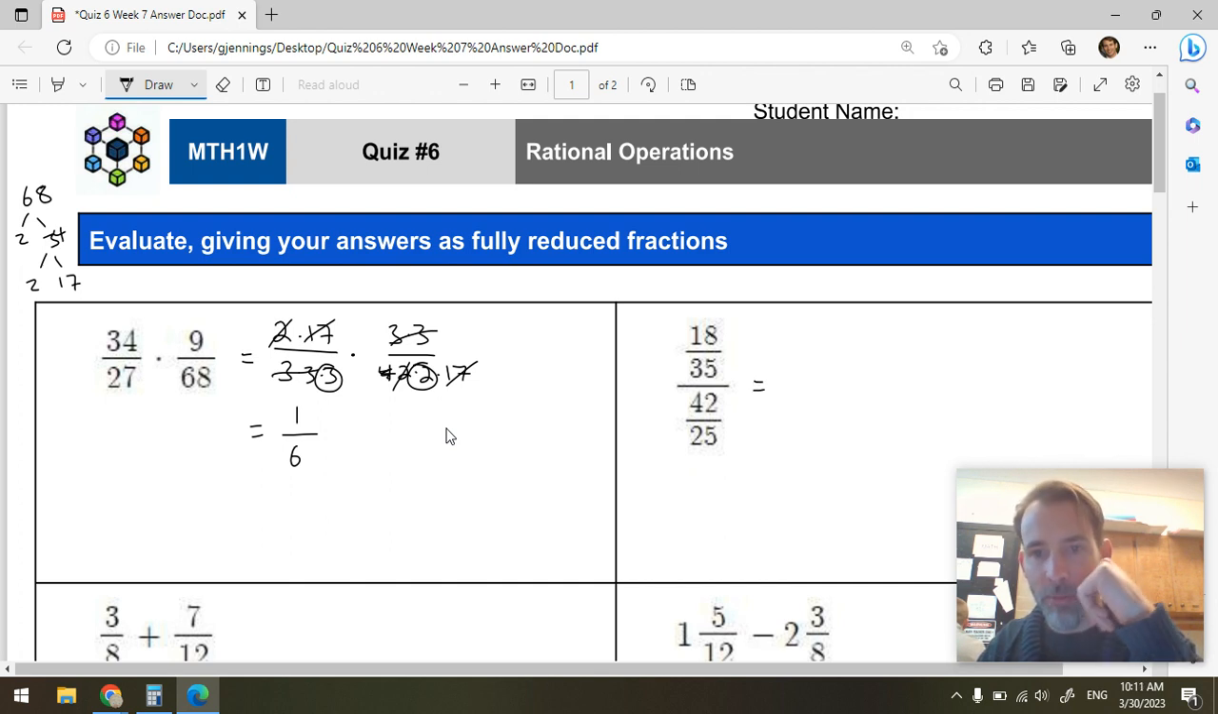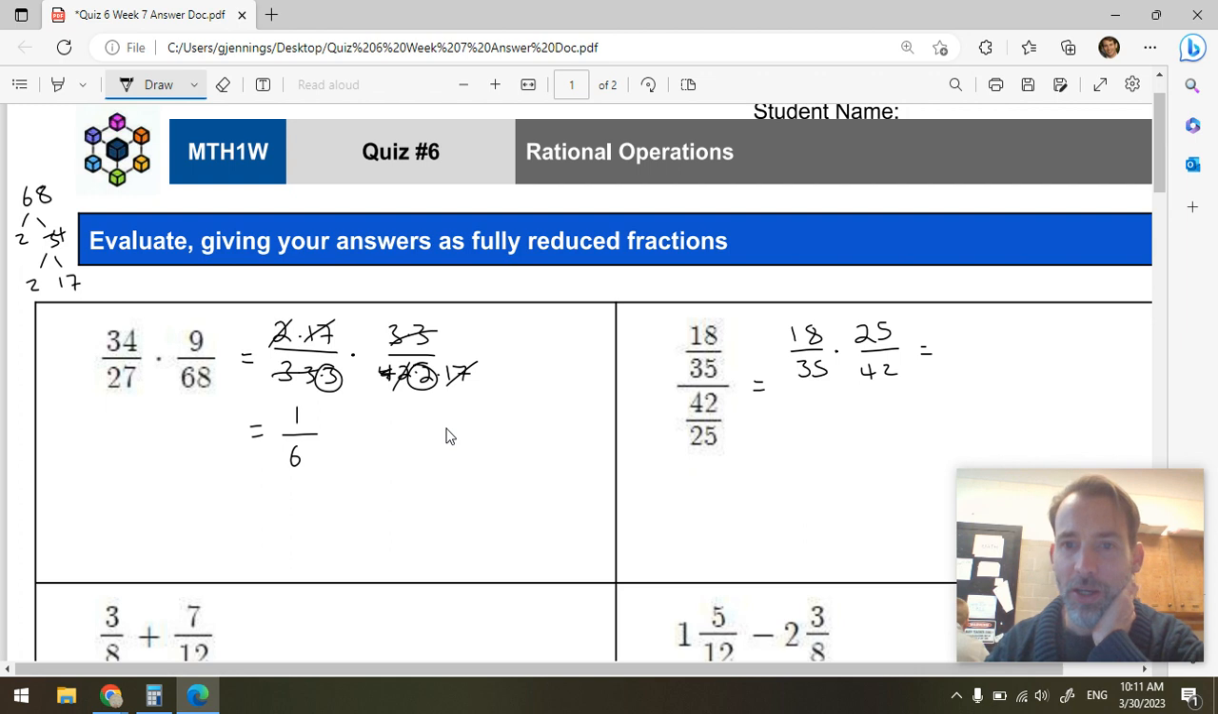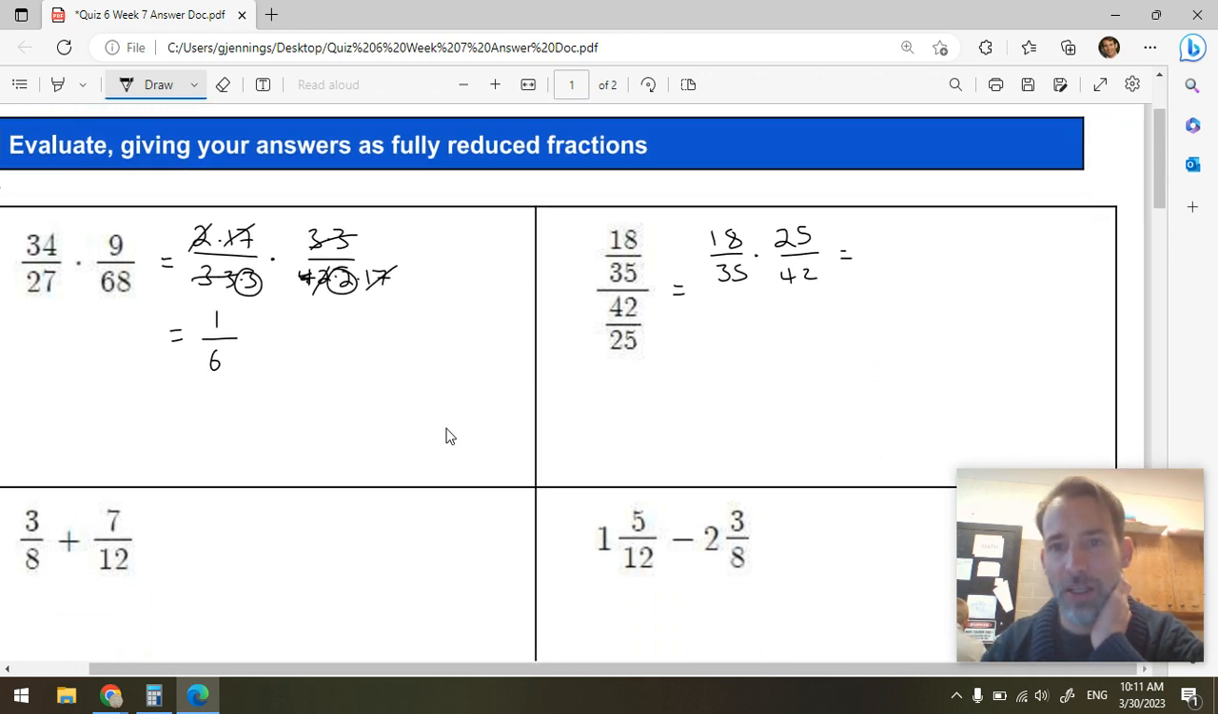This one here. So we flip and multiply. This is 18 over 35 multiplied by 25 over 42. And then let's work horizontally a bit to avoid my face. We will break those down into their factors.